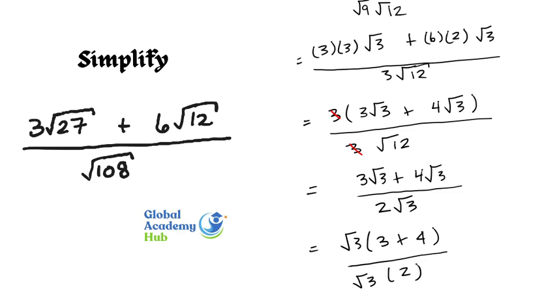Now, of course, we know what to do here. These cancel. And I'm left with 7 over 2 as my final answer. This problem has been simplified.